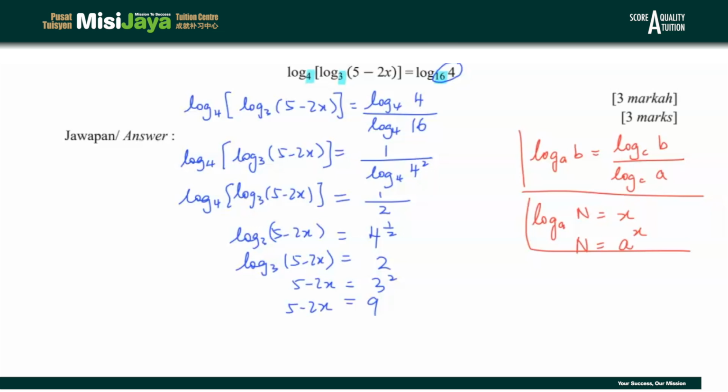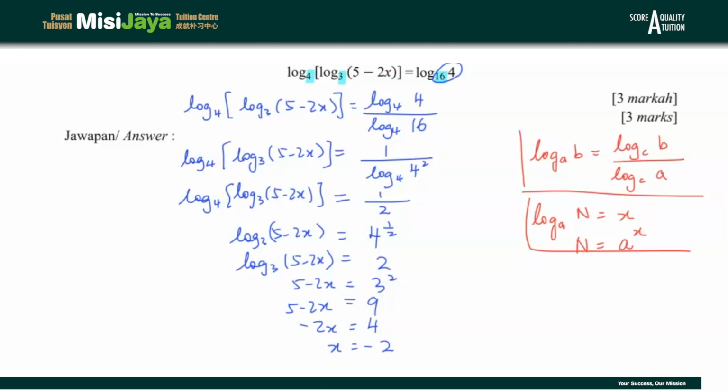And then I'm going to solve the equation to find the value of x. So negative 2x equals to 9 minus 5, which is 4. So x equals to 4 divided by negative 2, which is negative 2. And that's the answer.